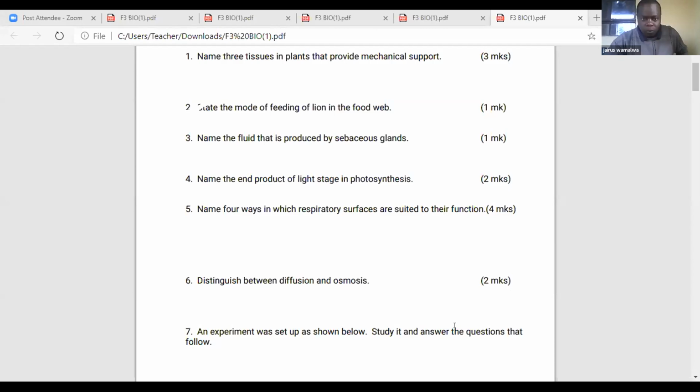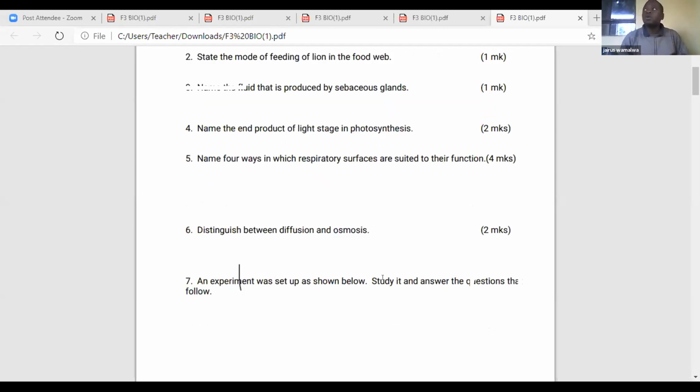Distinguishing, we are going to look at what the differences are between them. I want to know this person here. What are the differences between osmosis and diffusion? Somebody raise up your hand. Duncan. Sorry, we have so many people that have raised their hands.